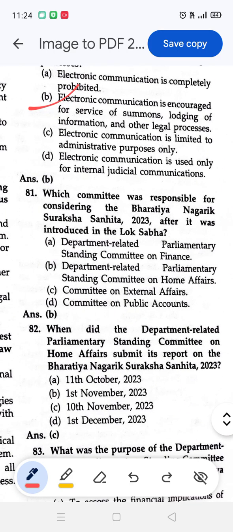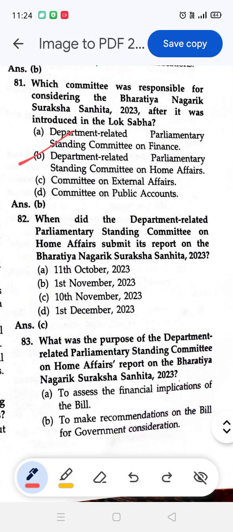Question number 81. Which committee was responsible for considering the BNSS after it was introduced in Lok Sabha? So option B is correct. Department related Parliamentary Standing Committee on Home Affairs. 82. When did the department related Parliamentary Standing Committee on Home Affairs submit its report on BNSS? So option C is correct.